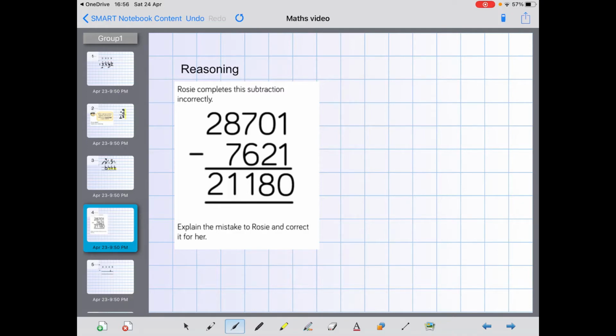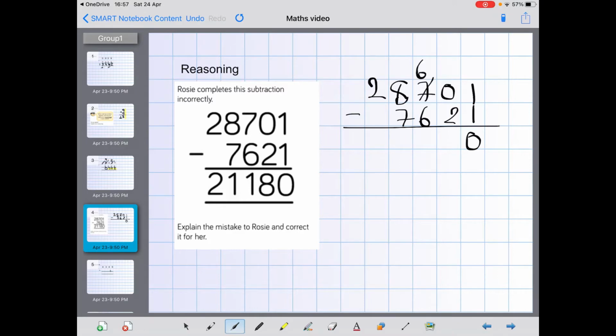So what we would expect the children to do here is to look at our numbers and to have a go at subtracting that themselves. So 28,701 take away 7,621. Now let's have a go at subtracting. 1 take away 1 is 0. 0 take away 2, we cannot do that, so we are going to need to exchange. We're going to have 6 hundreds and 10 tens. 10 take away 2 gives us 8. 6 take away 6 is 0.